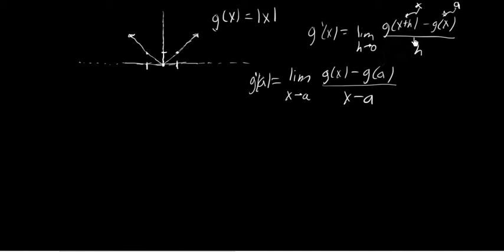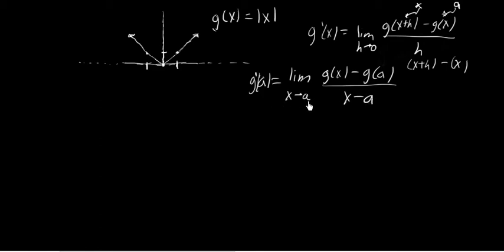And so h in the denominator, remember this was really x plus h minus x. So if we let x replace x plus h, we have x, and a replace x, we get a, so we have x minus a in the denominator.